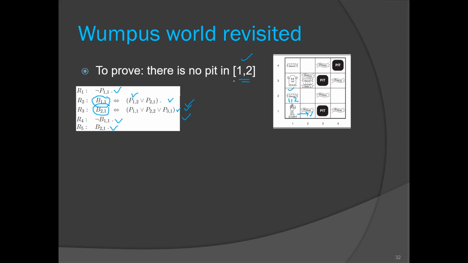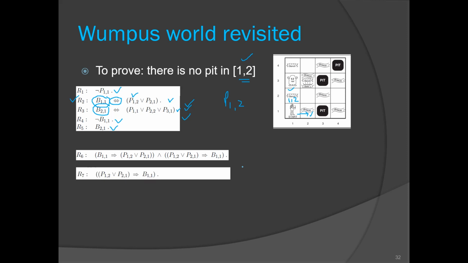So I want this variable which is present in R2 sentence. Let us apply the biconditional elimination rule there. If I remove the biconditional, I will get b1 comma 1 implies this, and this implies b1 comma 1. So this is our biconditional elimination rule. Now I can apply AND elimination rule here.